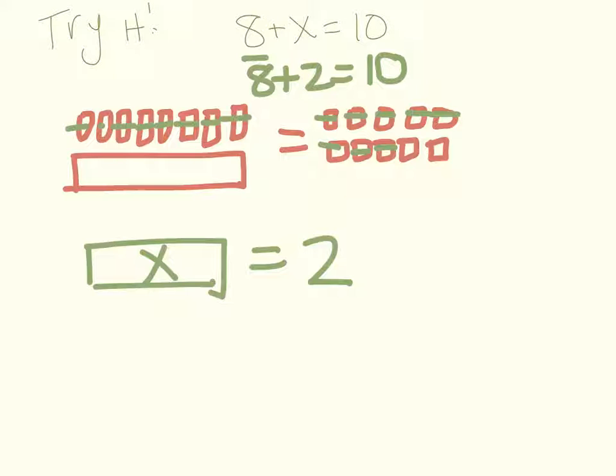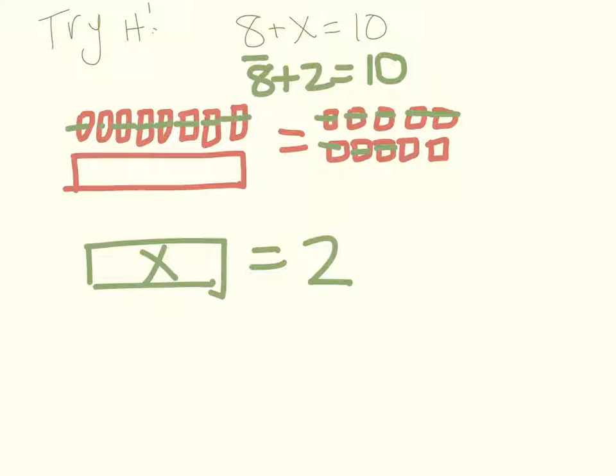I want you to think here, what operation am I using when I'm crossing these out? Am I adding tiles to each side? Am I subtracting tiles from each side? Am I multiplying tiles from each side? Or am I dividing tiles from each side?